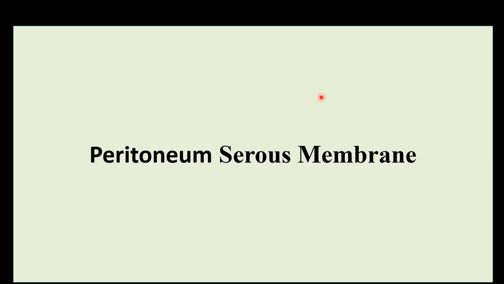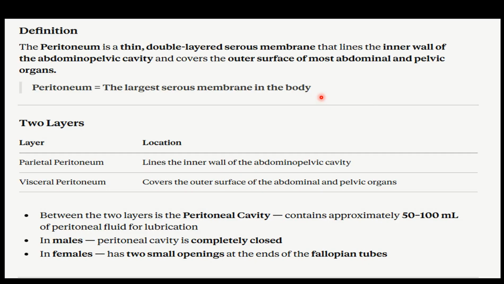Alright, so let's get started and see what the peritoneum is. We'll start from the definition itself. Here you can see we have the definition. The peritoneum is a thin double layered serous membrane that lines the inner wall of the abdominopelvic cavity and covers the outer surface of the abdominopelvic organs.